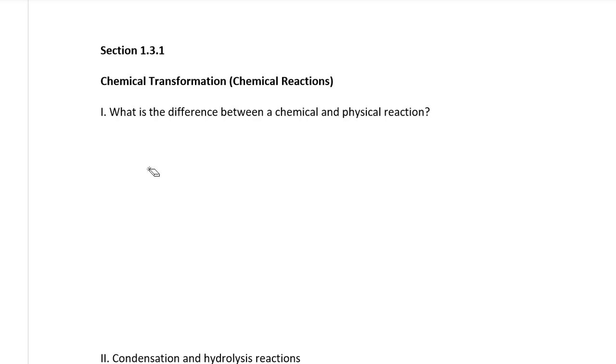Okay, so section 1.3.1, chemical transformation, aka chemical reactions. These two terms are interchangeable, chemical transformation and chemical reactions. First, we're going to go over what is the difference between a chemical and physical reaction, because both are going to be important for the remainder of this class.